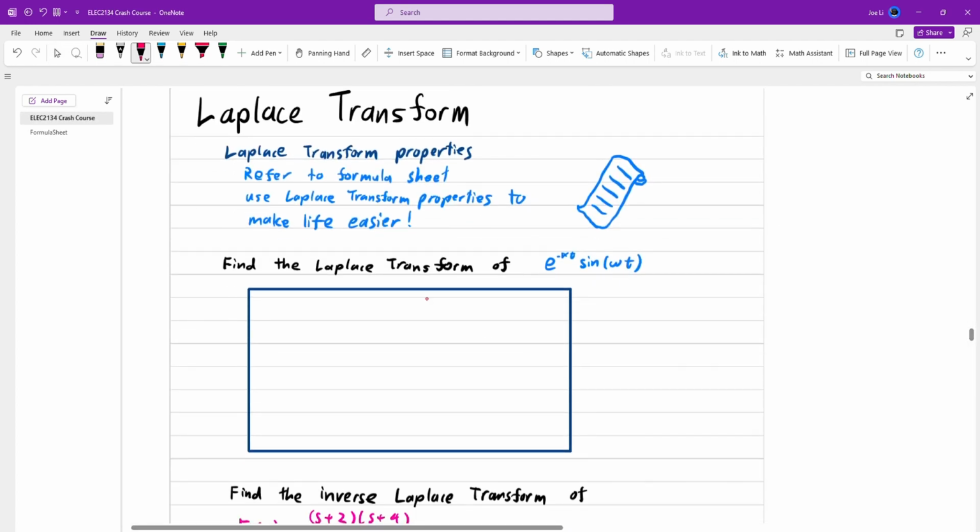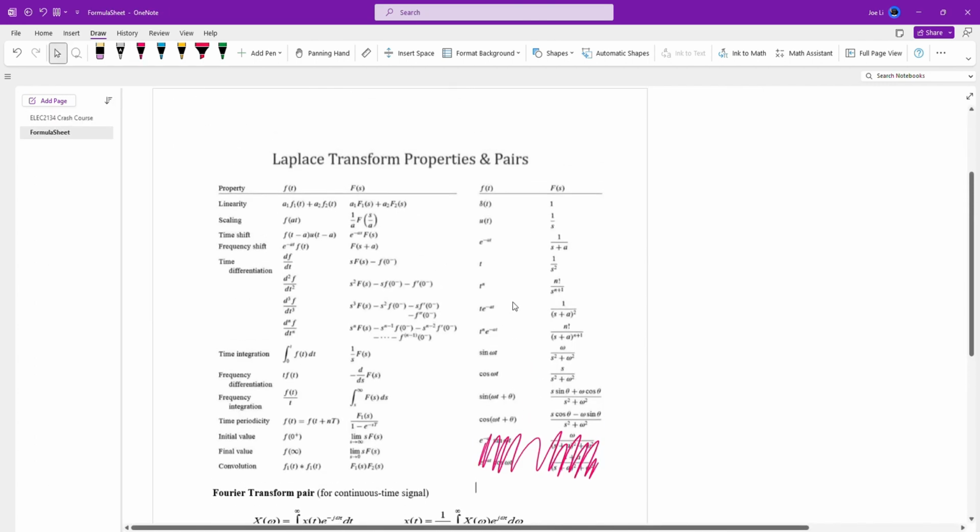Now, first of all, we know the Laplace transform of a sine wave, sine omega t. If you take the Laplace transform, you will get omega over s squared plus omega squared. Why do I know this? Because of my formula sheet. My formula sheet says sine omega t transform will give omega over s squared plus omega squared. Cool.